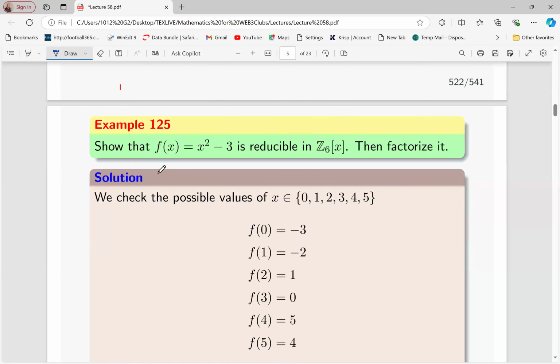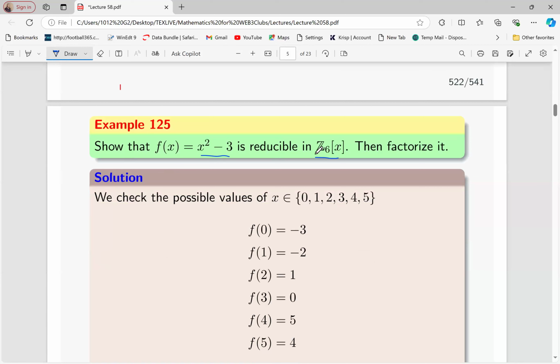Now, this is my first example. Show that this polynomial is reducible in Z mod 6. This is our field, so we want to check whether it's reducible there.